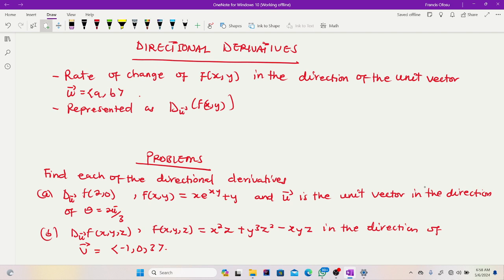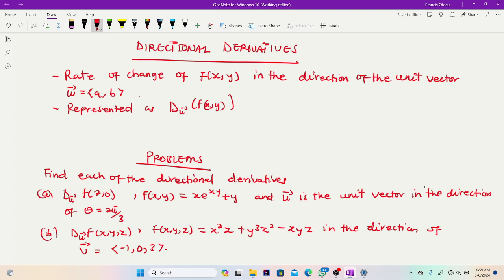So when you say directional derivatives, what do we mean by directional derivatives? It is the rate of change of a function f of x, y, or it can be any function, I just use this to represent a function, in the direction of the unit vector w, which is equal to angle brackets a and b. So the rate of change of a particular function in the direction of the unit vector of a given vector.